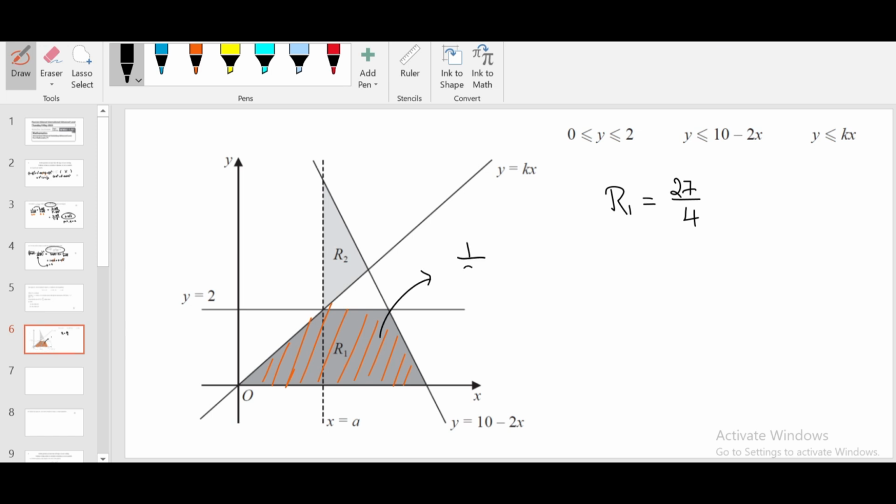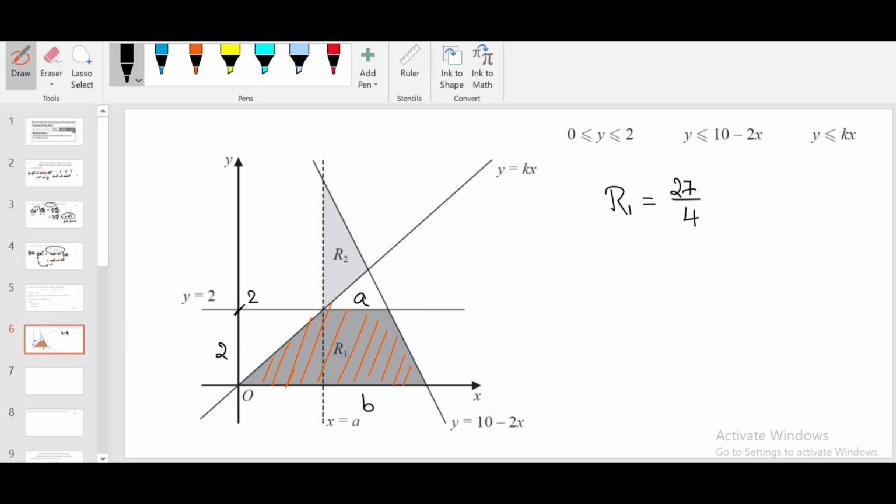Half A plus B, where A and B are the parallel sides, times height. Height is the distance between the parallel sides. In this case, height is 2 because this point is 2. And we need to find A and B now.